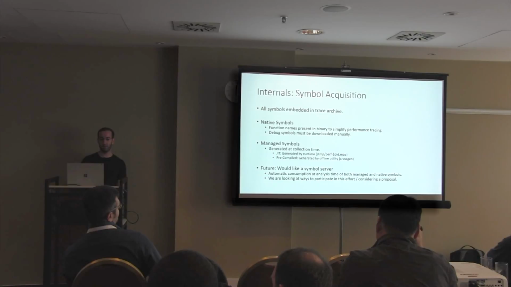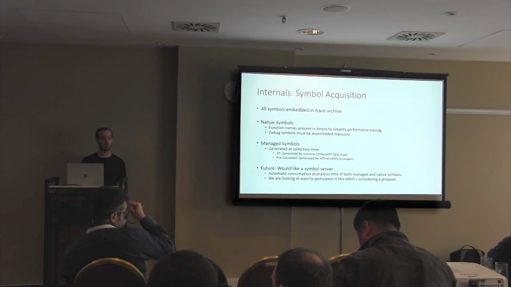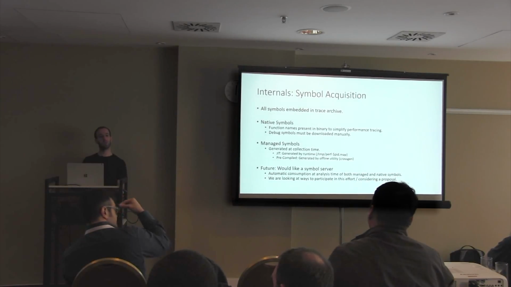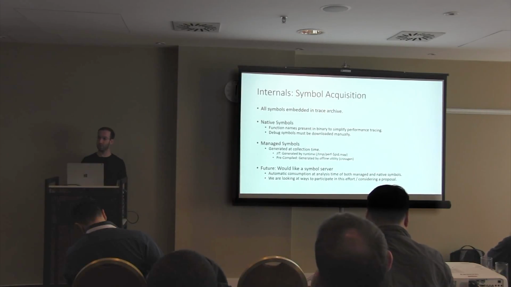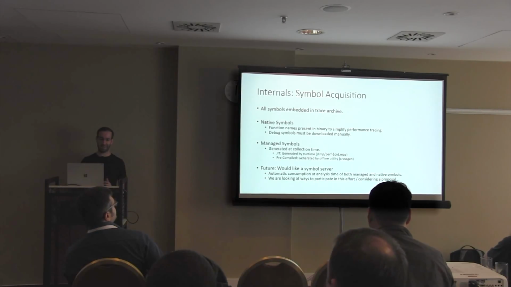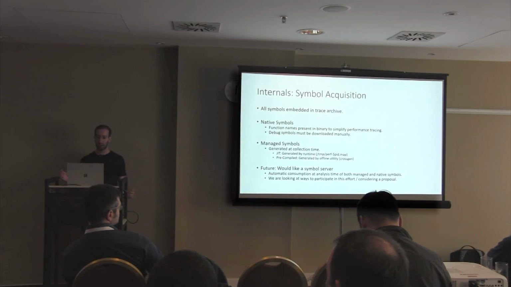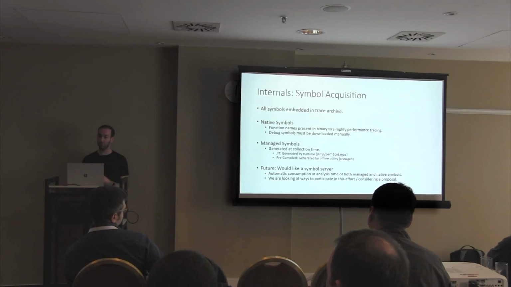And so the third bit of internals that I wanted to cover on this is also symbol acquisition. So on Windows, we're used to just downloading our symbols from a symbol server. It's also true that JIT compiled code can't have full symbols pre-created just because it's created on the fly. So we do collect that in the runtime. On Linux, we have moved to a strategy where we collect all the symbols that we can at runtime and put them in the trace file. So for native symbols, we actually leave function names inside of the binary.